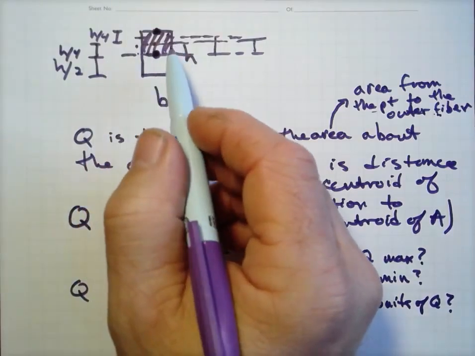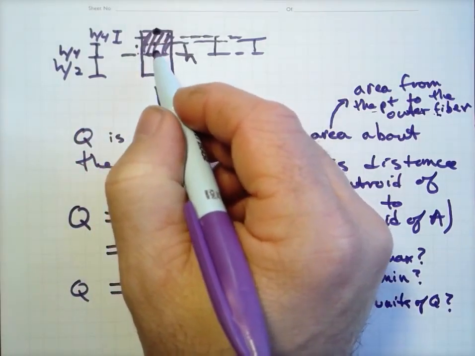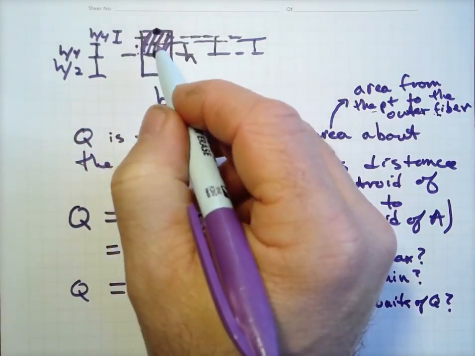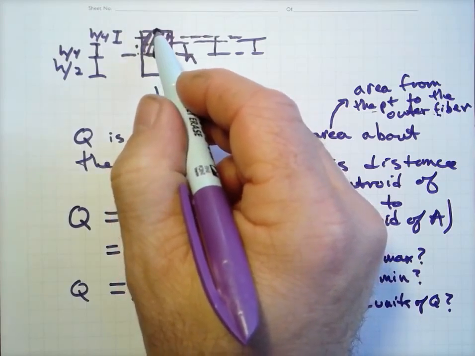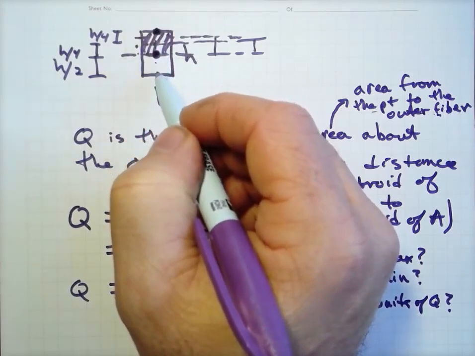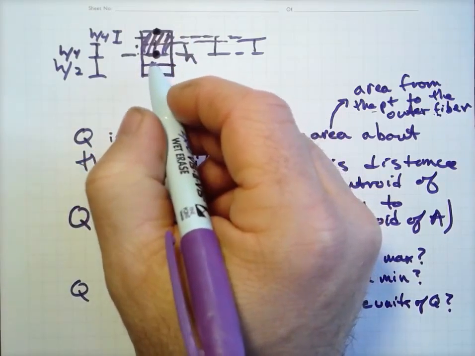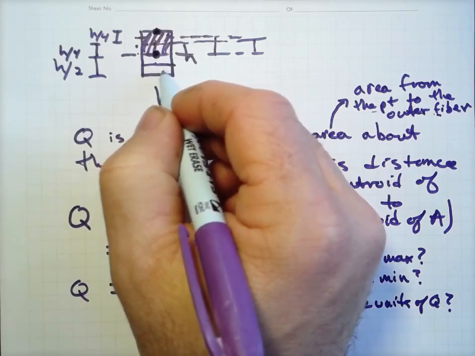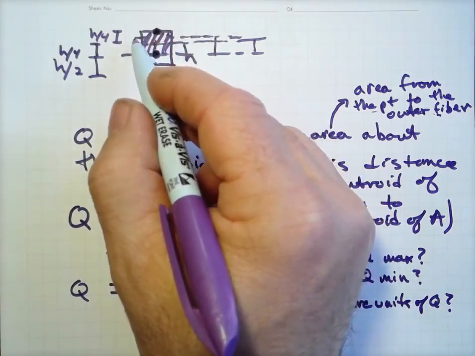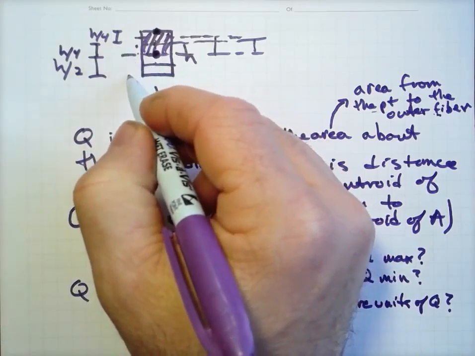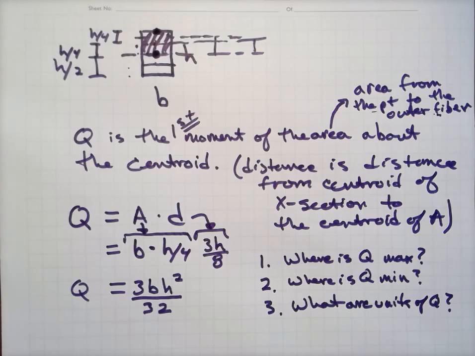One more point. When you have symmetry, as we do in this rectangle, if you can find Q at a variety of places going up, you have symmetry going down. In other words, we would get the same value of Q down here as we did. We'd get the same Q H over 4 from the bottom as we did 3H over 4 from the bottom.